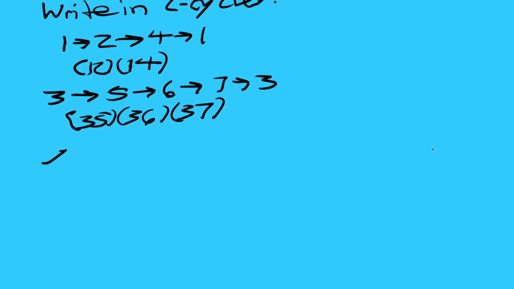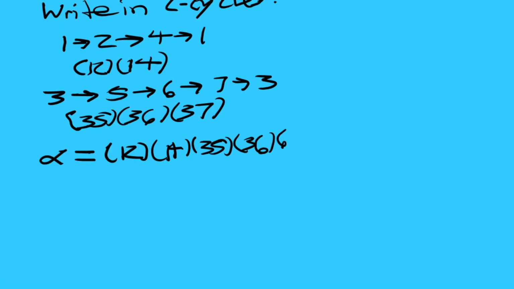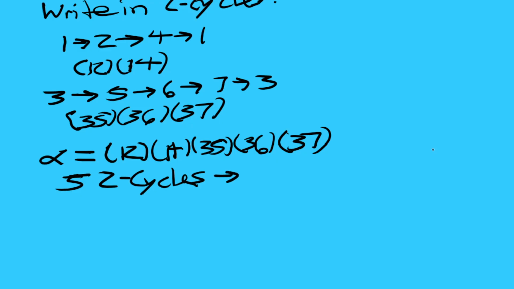So we have alpha is (1 2)(1 4)(3 5)(3 6)(3 7). So we have 5 two-cycles. So we can say that alpha is an odd permutation.